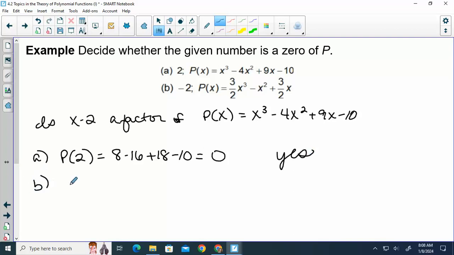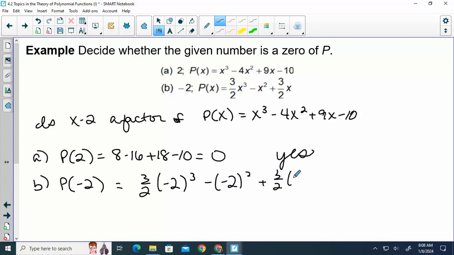All right, so B, to check the negative 2, we just plug in negative 2. And we get, let's see, negative 8, so negative 12, minus 4, minus 3, so negative 19. So is that one a 0? No. That means if you did the long division, your remainder turned out to be negative 19, so it definitely does not work. All right, so that's just kind of a refresher of where we ended on Friday. Are there any questions there?